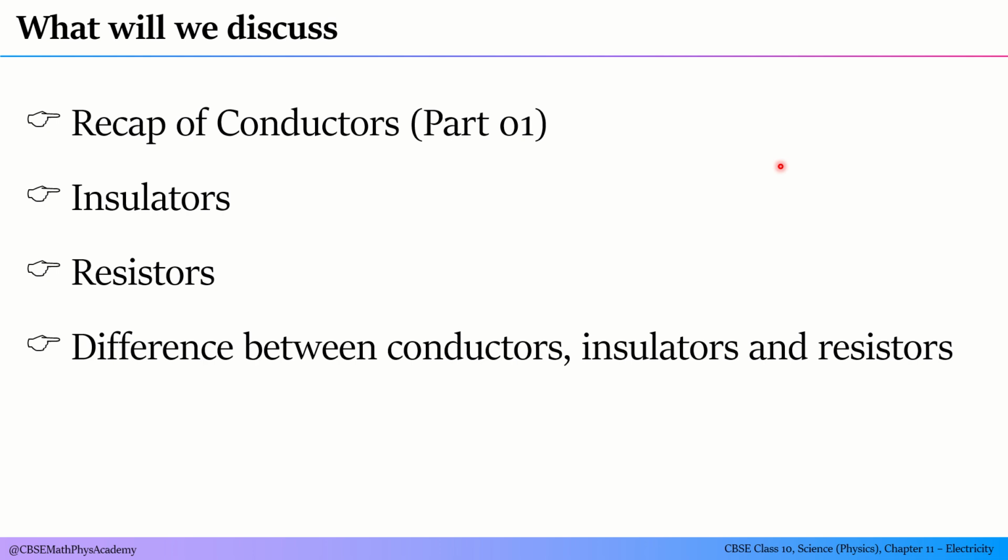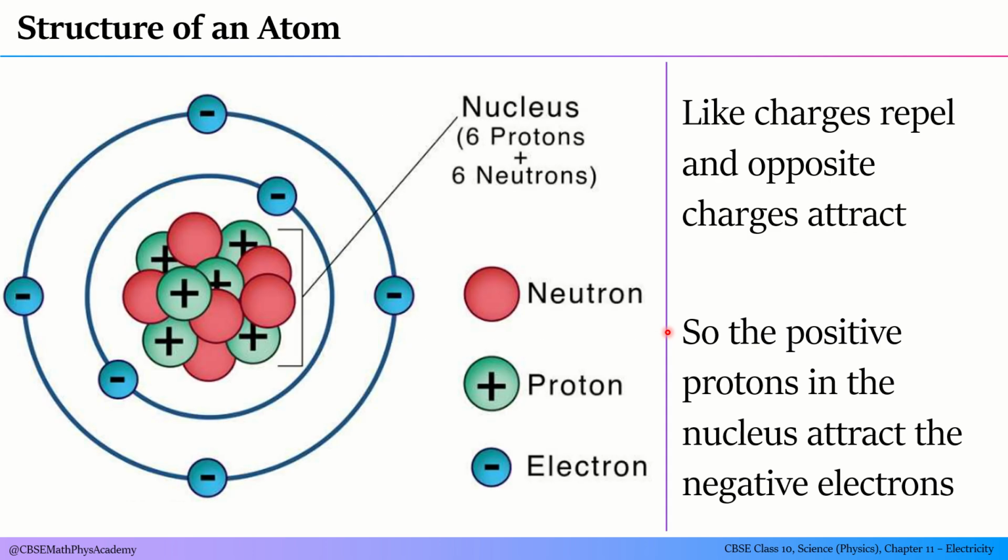So in this video, we will discuss a quick recap of conductors. I would suggest you check the part 1 video to have a better understanding of conductors and how they conduct electricity. Why this recap is required is that I'm trying to explain insulators, resistors, and finally compare these three: conductors, insulators, and resistors. So a brief understanding of conductors is very much essential for this comparison against insulators and resistors.